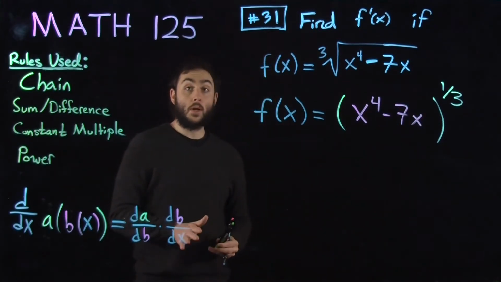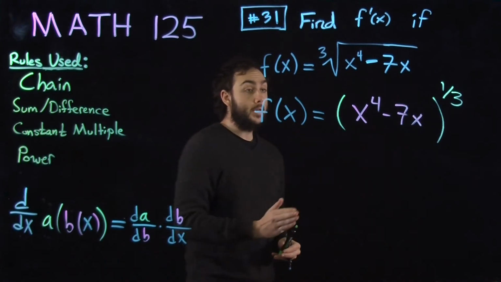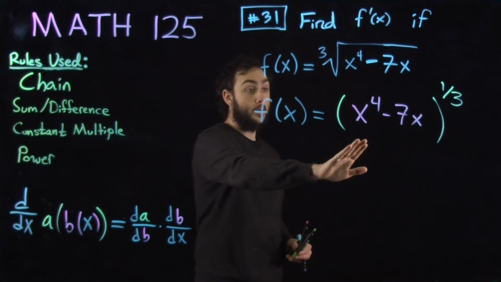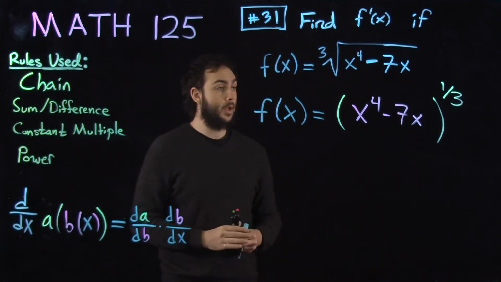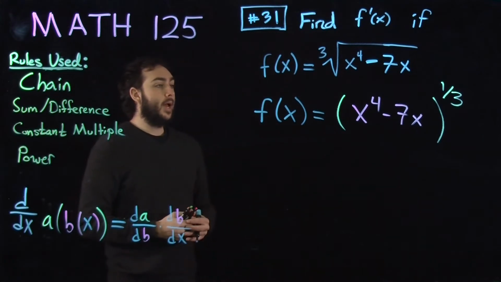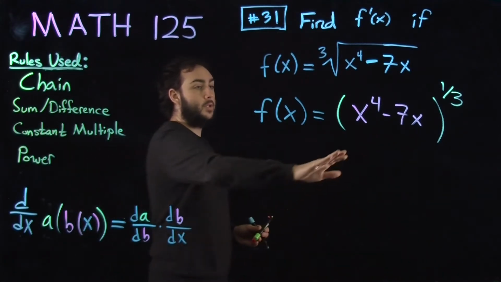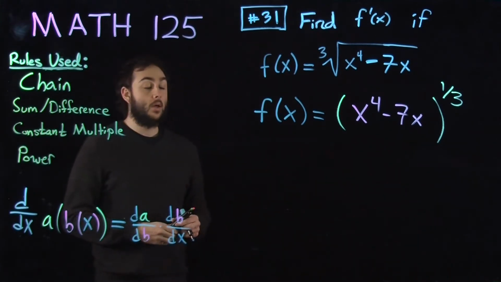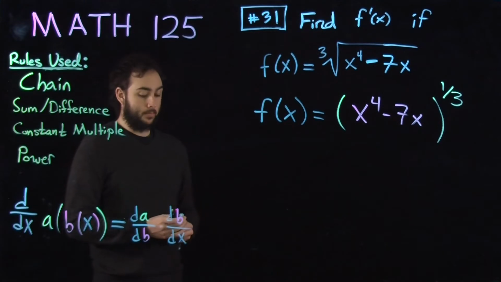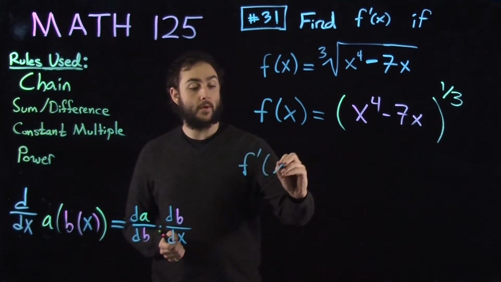A word of warning, exponents do not distribute, so you should not think to write this as x to the 4/3 minus 7x to the 1/3. That is incorrect. So now what we are going to do is identify this specific problem with the general Leibniz form of the chain rule. So here we write f prime of x, the derivative that we seek.